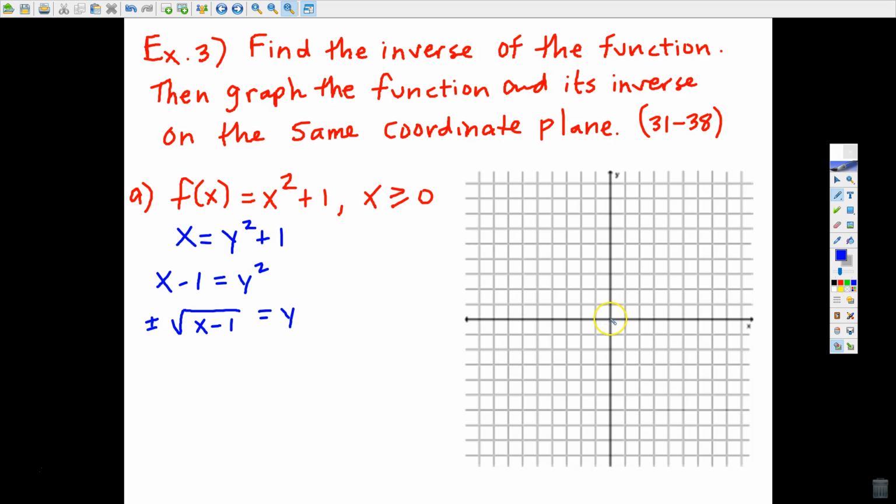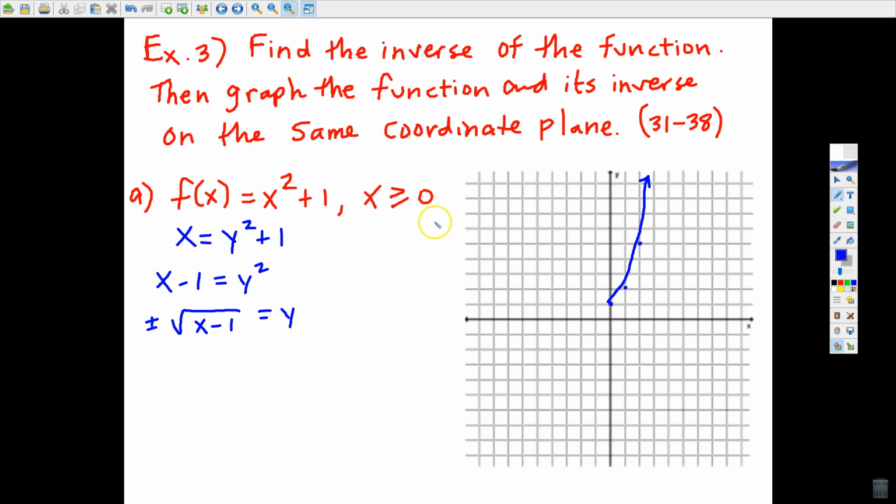All right, so for my inputs, I'm going to input 0, and that gives me an output of 1. I'm going to input 1, and that gives me output 2. And I'll do another one, input 2, gives me output 5. Okay, so because of the domain restriction, this is going to be the graph of f of x. Okay, it's only half of the parabola.